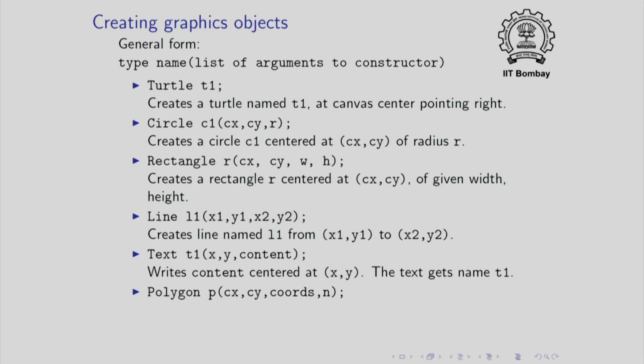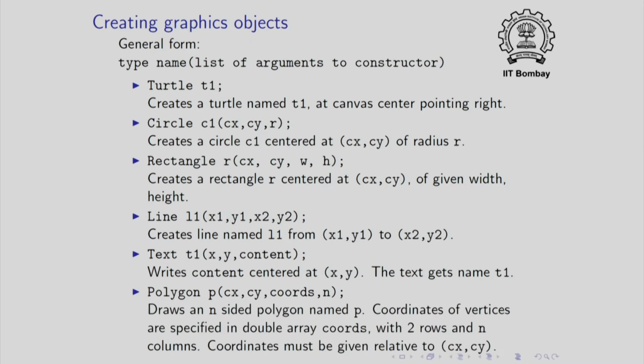You can also draw arbitrary sided polygons. This command creates a polygon P having n sides or n vertices. The array coords is an array of doubles with 2 rows and n columns. Each column specifies the coordinates of the vertices of the polygon. And remember, the coordinates are given relative to Cx, Cy.